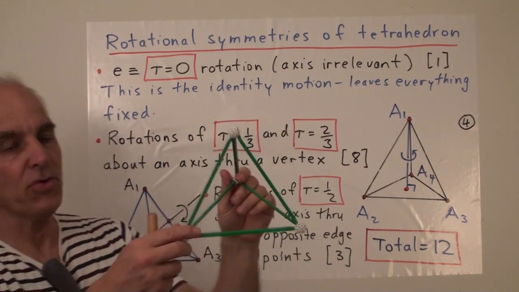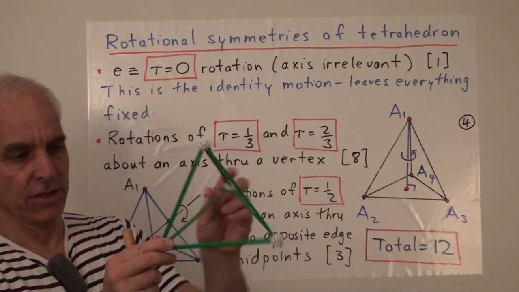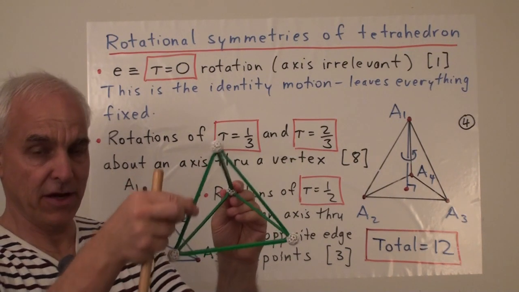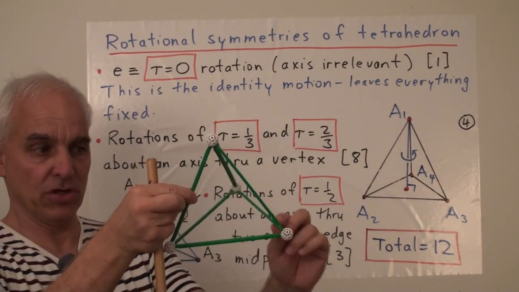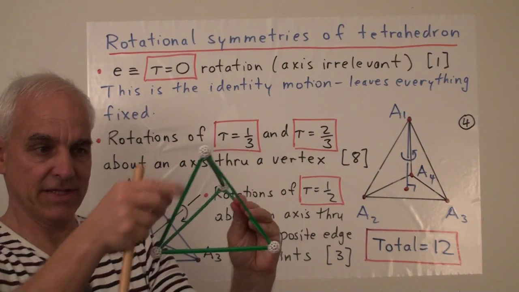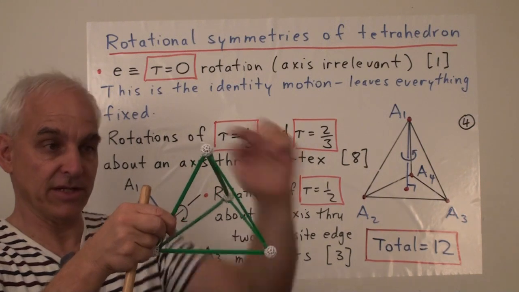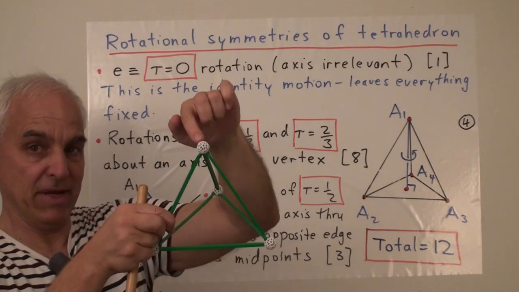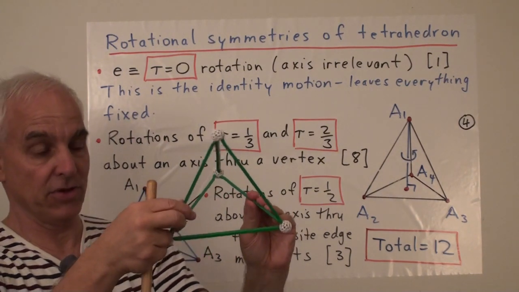There are also rotations that are determined by edges. So if I take an edge, say this one here, it has an opposite edge, which is this one down here. Right? So this edge and this edge are opposites. They're not adjacent. This edge and this edge are adjacent. They meet at a vertex. But this edge and this edge do not meet at a vertex. So we call them opposites.